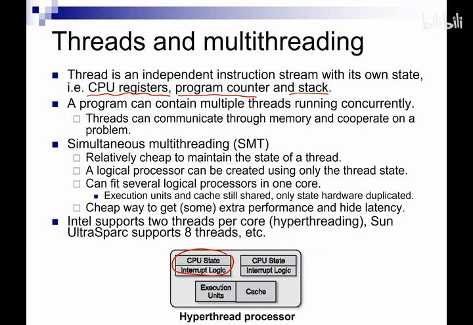So different vendors implement this SMT idea in different ways. For example, Intel has an implementation called hyperthreading. They can basically run 2 threads per core. On the other hand, Sun can actually run 8 threads on a core.